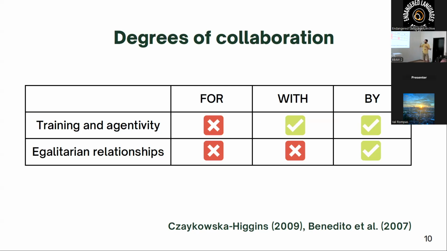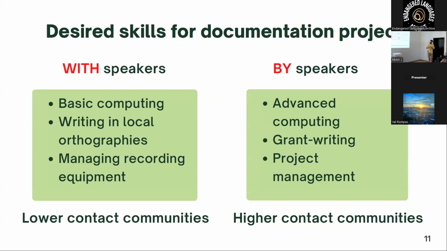Projects that work with native speakers already give them some sort of agentivity. This usually includes training, but usually there are still inegalitarian relationships because the researcher is the one taking most of the decisions, and some of the tasks cannot be done by the native speakers, while collaboration by, or work done by, native speakers should allow native speakers to have an egalitarian relationship with the researcher, and at some point they could lead the project and the researcher could step a bit away.